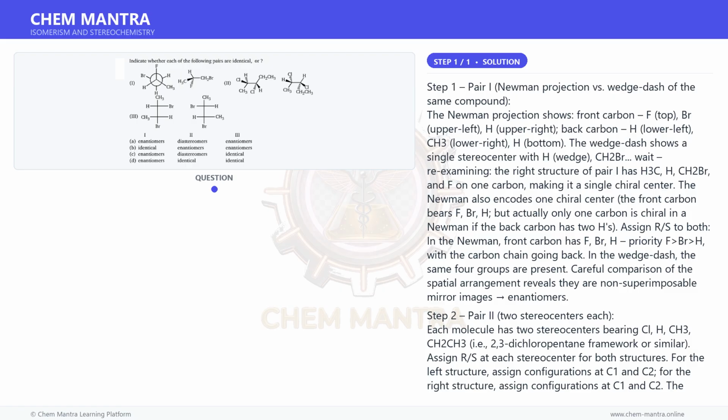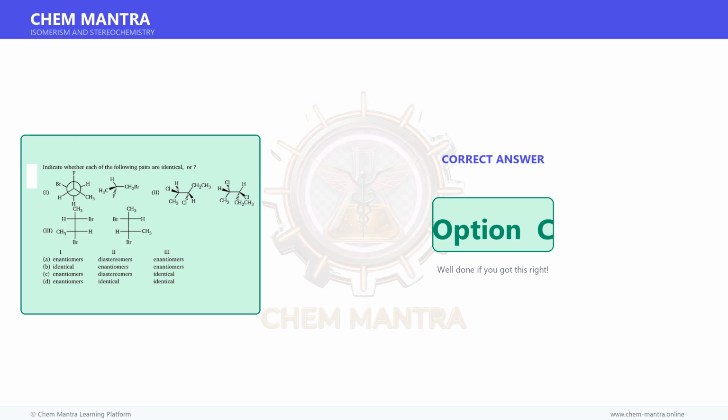Why do the other options fail? A says 3 is enantiomers, but the 3 structures are identical after rotation. B says 1 is identical, but they are non-superimposable mirror images. D says 2 is identical, but the two stereocenters are not both inverted, giving diastereomers. Therefore, the correct answer is option C.